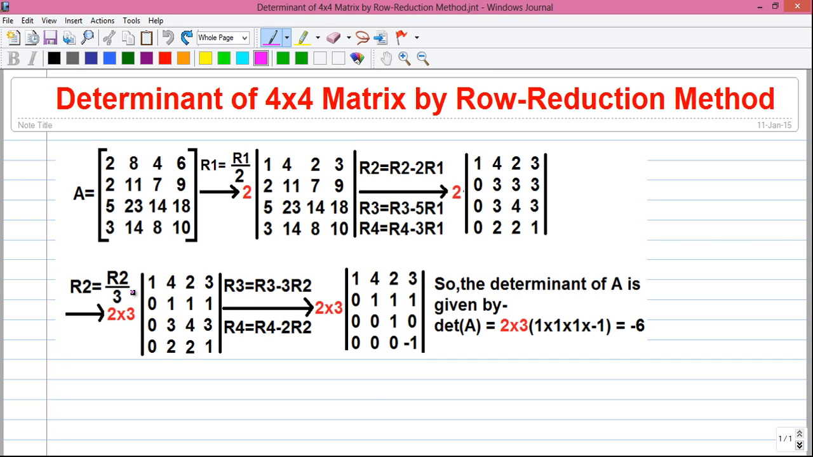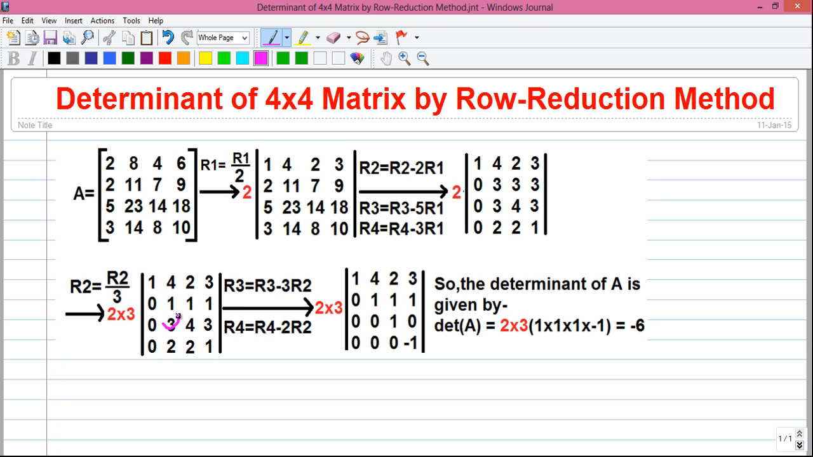Remember, in this case, we will not use R1, because if we do any operations with R1, then this one will interact with these zeros and will vanish the zeros. So that's why we will use row 2 to make row 3 zero, since row 2 has a 0 at this position. Similarly, you can use row 3 to make row 4 zero if row 3 has 0 at this position. That depends on the question, but the logic I have explained to you.